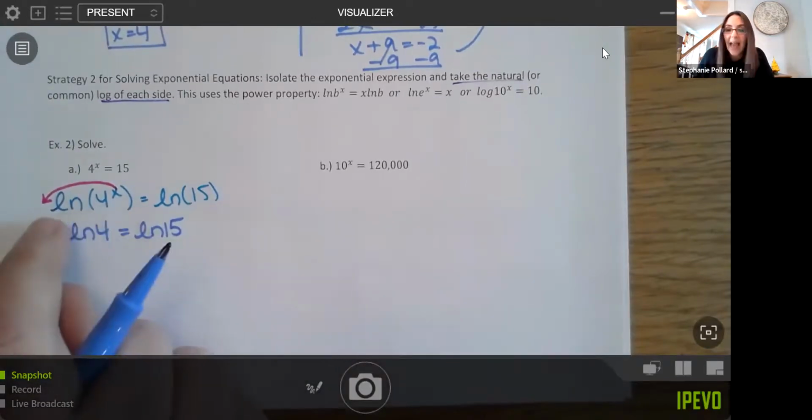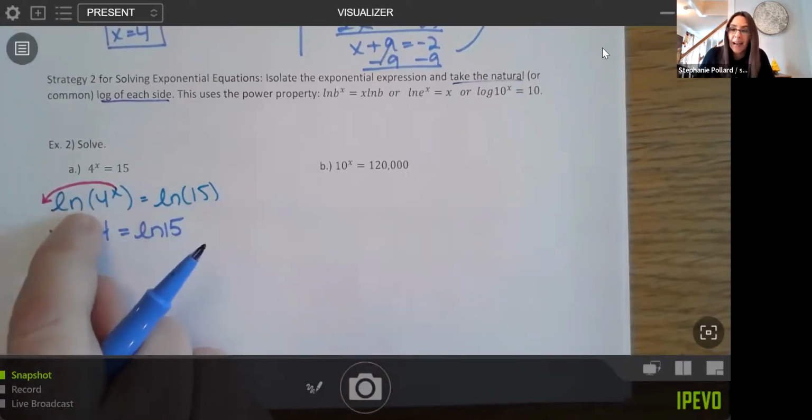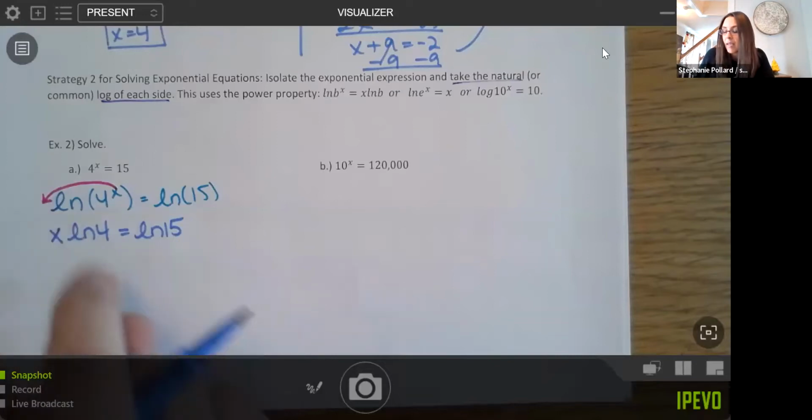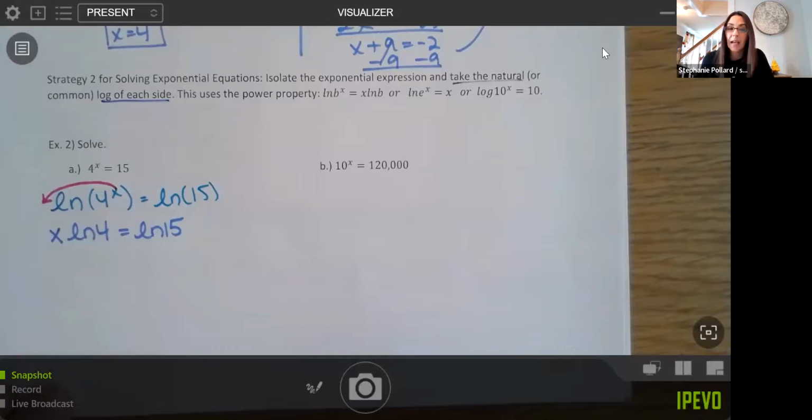Please note here, this is an L and an N, not an I, not an E. A lot of times students make that mistake when they're typing natural log, particularly in my math lab. It is a lowercase L and an N.